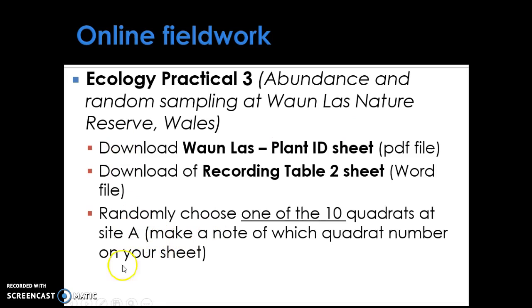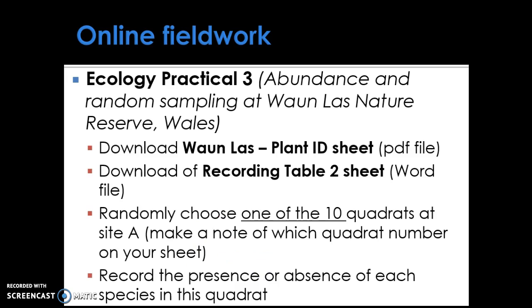You could start off with site A, and randomly choose one of the 10 quadrats on that site. Once you've done that, make a note of which one you're doing. Make sure you note that down and record it on your recording table sheet. And you're going to record presence or absence of each species in that particular one.